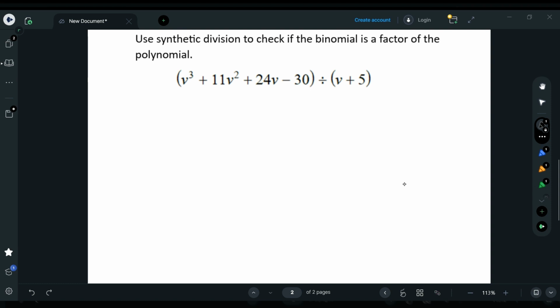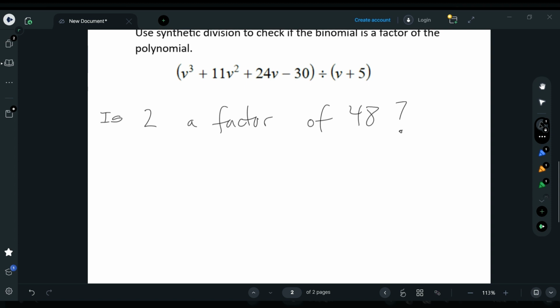Maybe let's do this. Is 2 a factor of 48? And you might look at that and say right away, yeah, 2 is a factor of 48. Because 48 is an even number, therefore 2 is a factor. And that's true. Yes, 2 is a factor of 48.